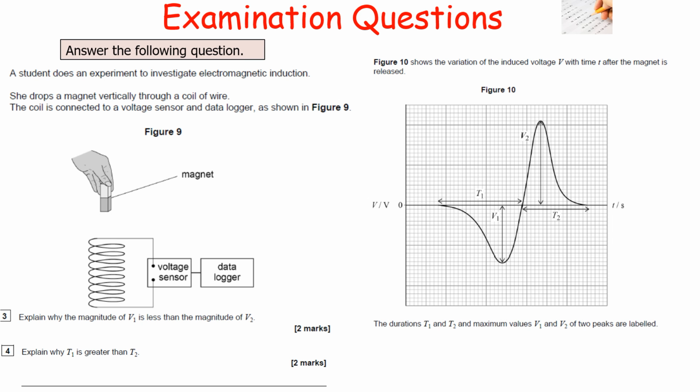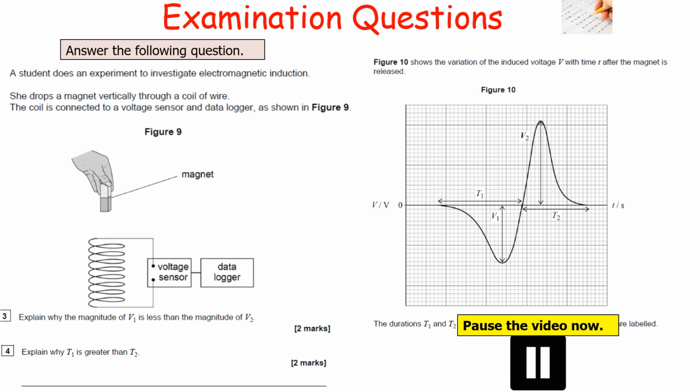Now the next question says, explain why the magnitude of V1 is less than the magnitude of V2, and explain why T1 is greater than T2. Pause the video now, then unpause the video when you want to go through your answer.